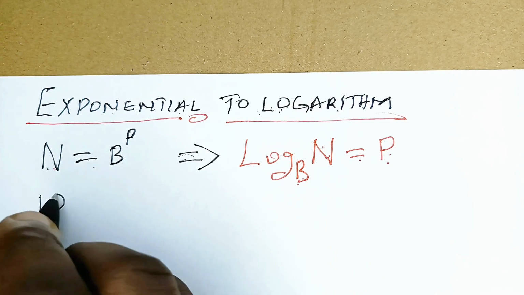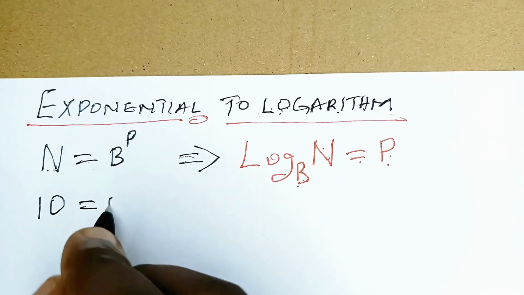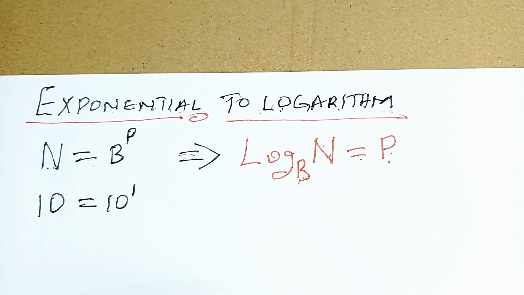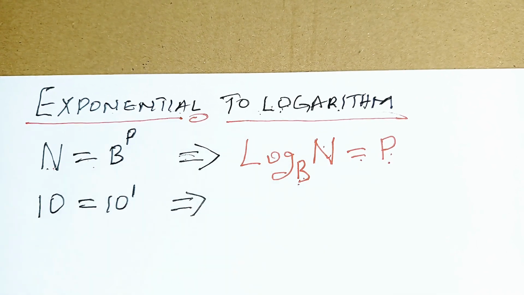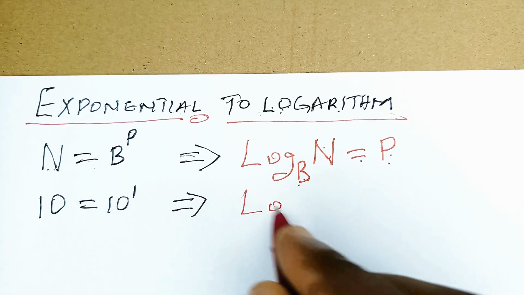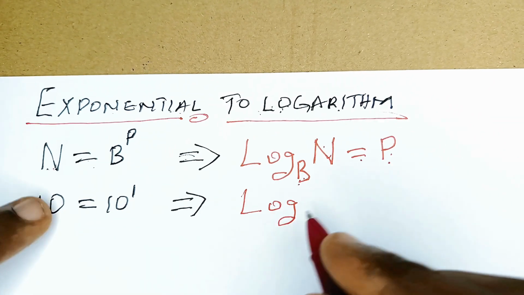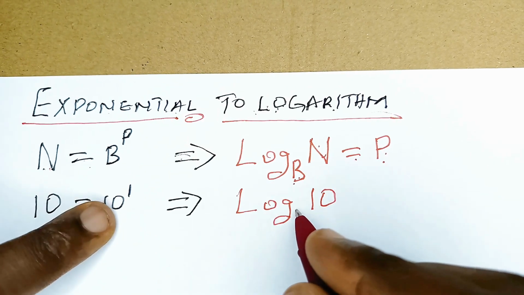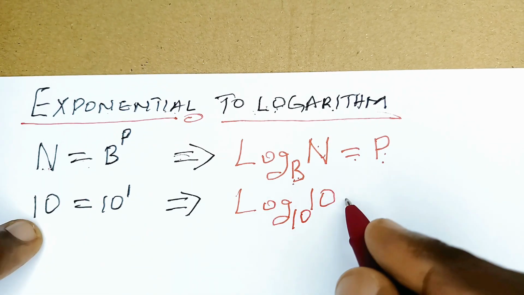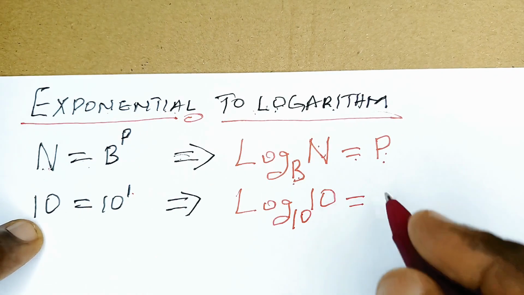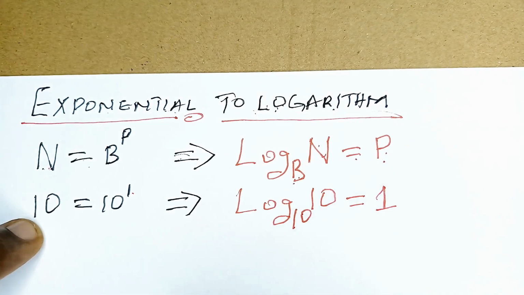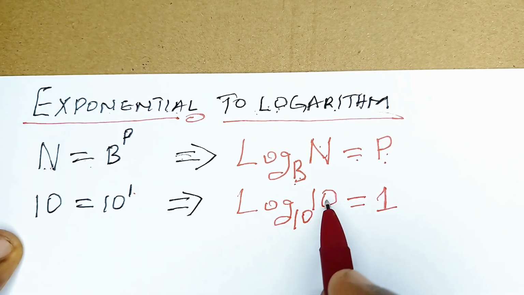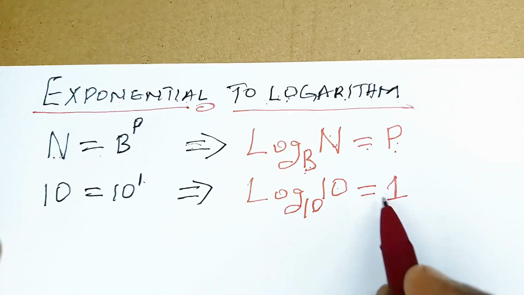Now, when we have 10, it will be equal to 10 raised to the power of 1. This implies that we'll be having log of this number, which is 10, to the base of this 10. Now, is equal to the power, and that is 1. That's why log of a number to the same base will always give us 1.